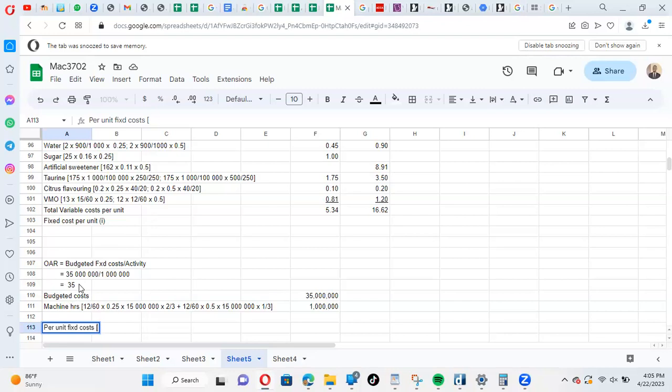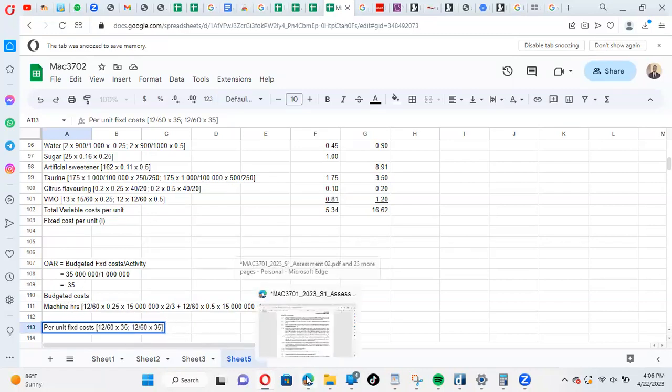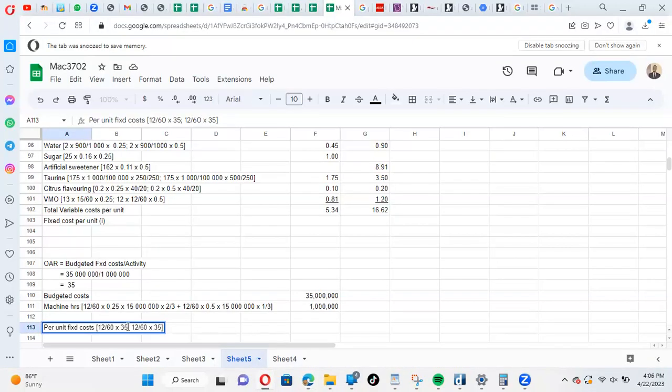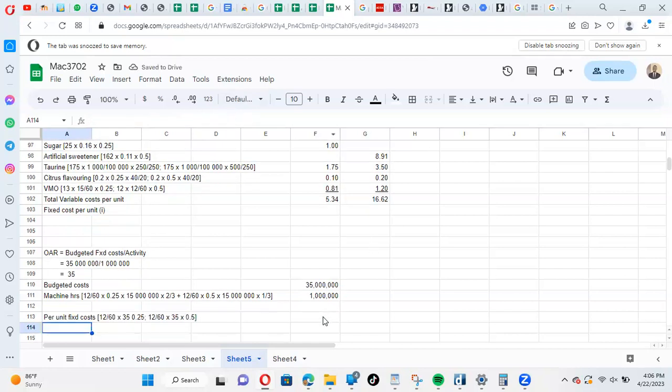It's going to be 12 divided by 60 times 35 for the first one. What about the second one? 12 divided by 60 is the same, yes, because they both require the same amount of machine hours. But the difference arises in that this one is at 35, but we are only doing 0.25, and this one here we are doing 0.5. That's where the difference is. Are we together on this one, or should I repeat that?